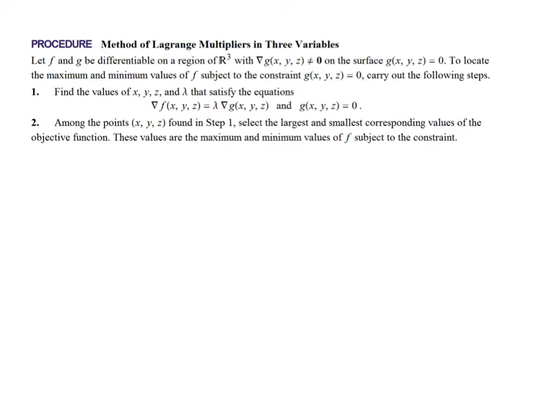We take our partial derivative with respect to x, then with respect to y, then with respect to z, and set them equal to each other with the lambda on the right-hand side. So we're actually going to end up in these problems with four different equations: a partial x equation, a partial y equation, a partial z equation, and the constraint.